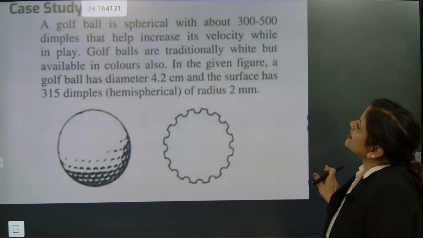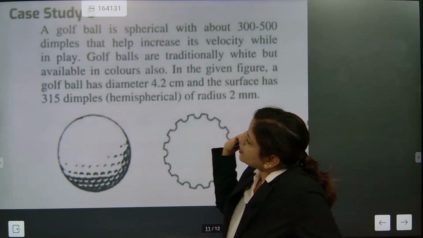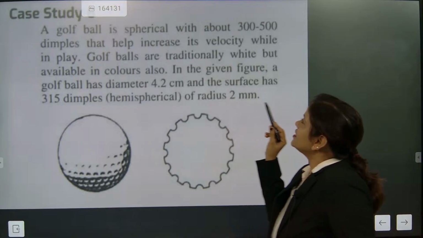A golf ball is spherical with about 300 to 400 dimples that help increase its velocity.